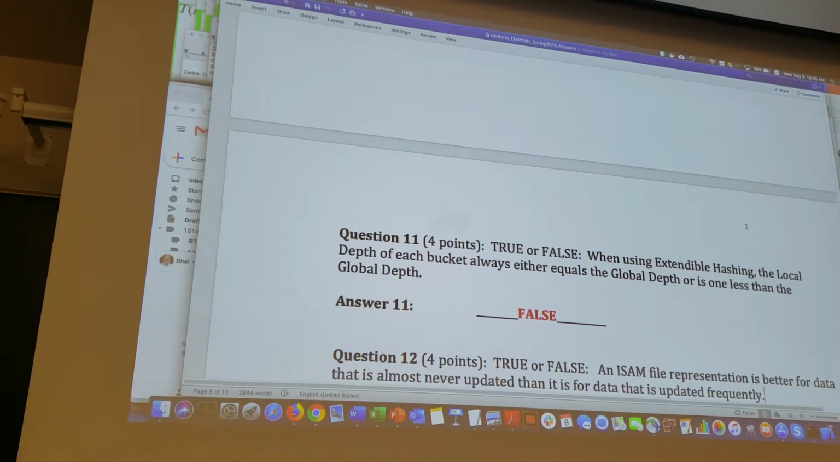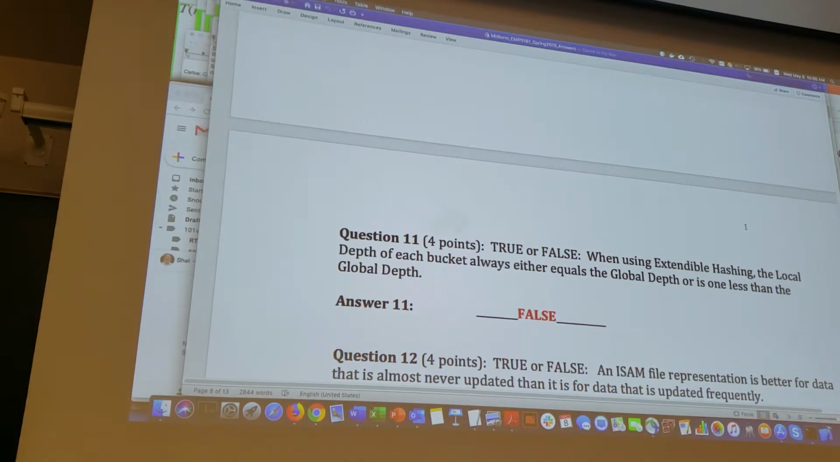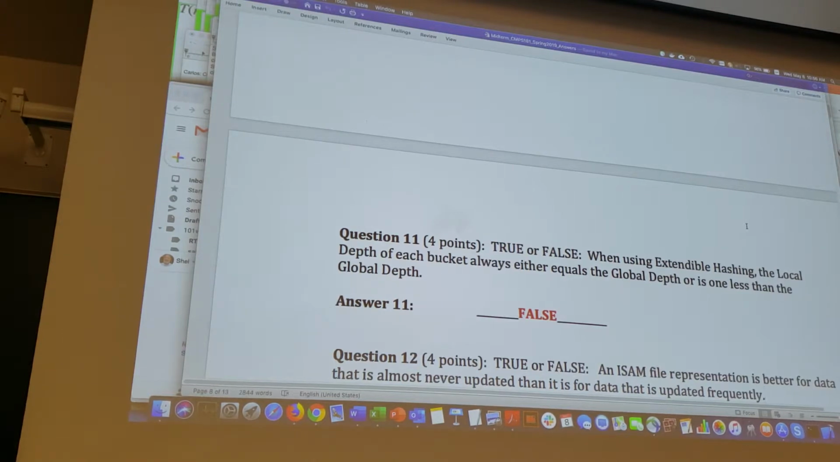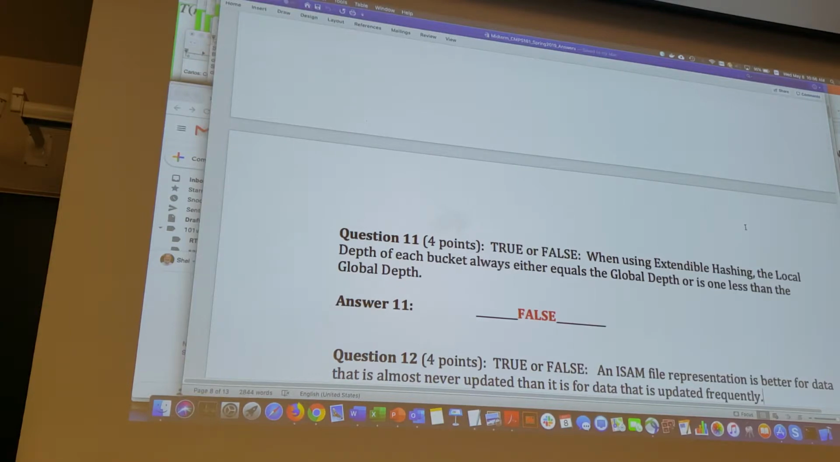This was what I thought was one of the harder questions on the exam. When using extendable hashing, local depth always equals the global depth, or is one less than the global depth? And the answer to that is false. And the reason, as we discussed, is you're going to be splitting a bucket every time it becomes full. In a bad luck situation, you can end up having to split that same bucket, because a lot of values hash into it. You can end up having to split it twice.